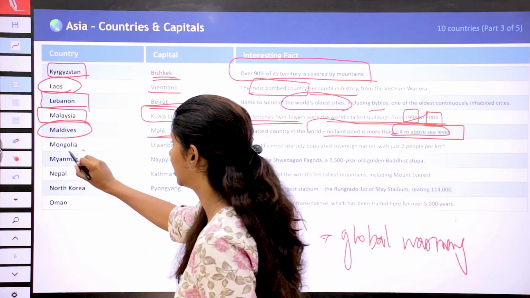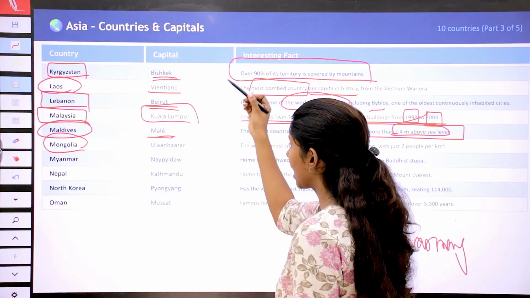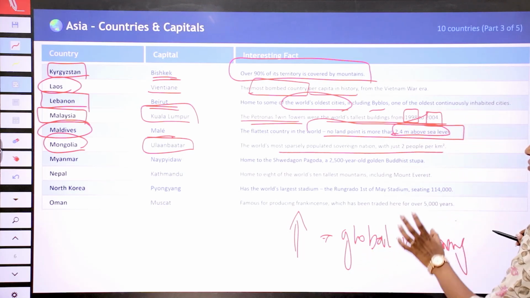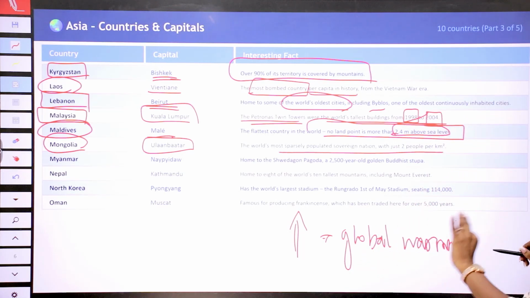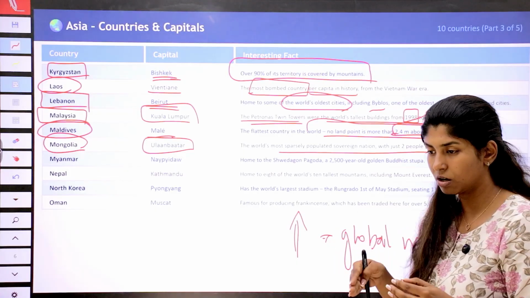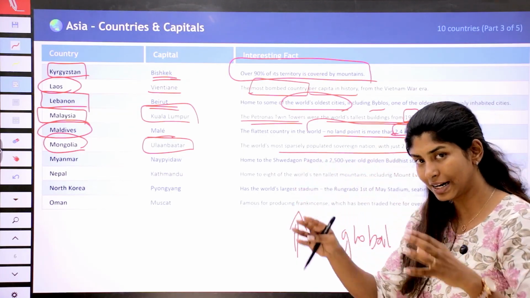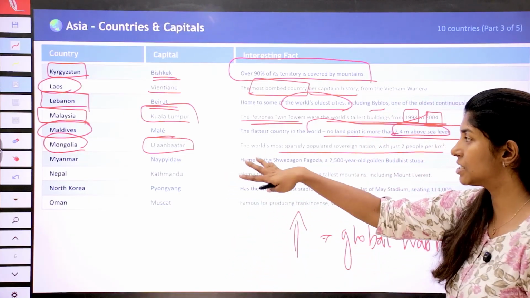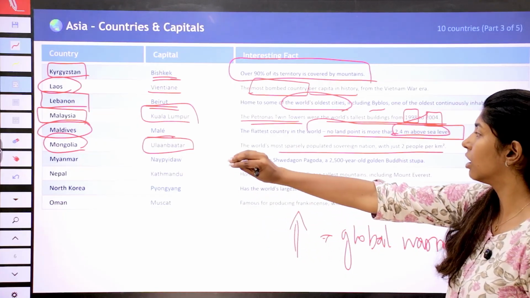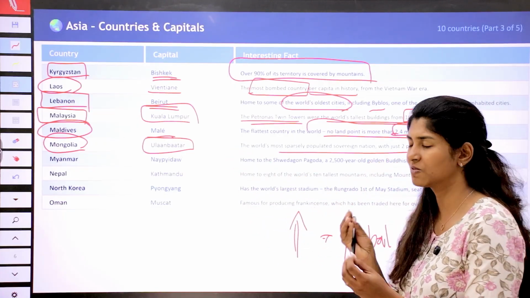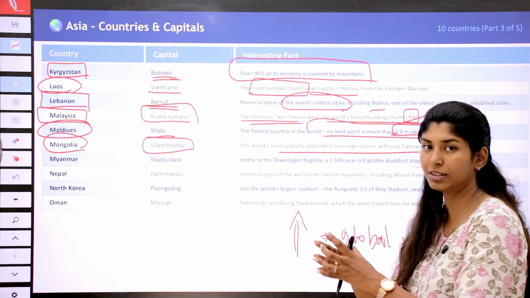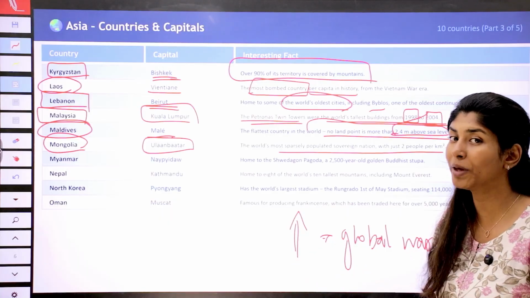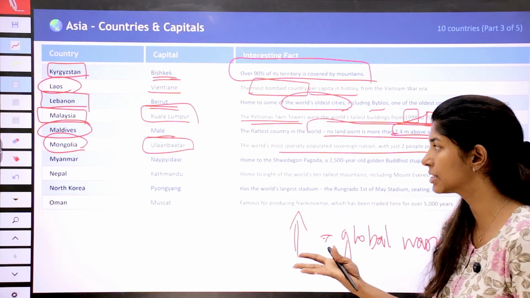Next, we have Mongolia. Mongolia's capital is Ulaanbaatar, the world's most sparsely populated sovereign nation with just 2 people per square kilometer. That is, if you take the whole land area and divide it by the population, you will get the population density. By population density, it is the world's most sparsely populated nation. It's very little population compared to the territory it has. Per kilometer itself only 2 people would be there. It is that sparsely populated.